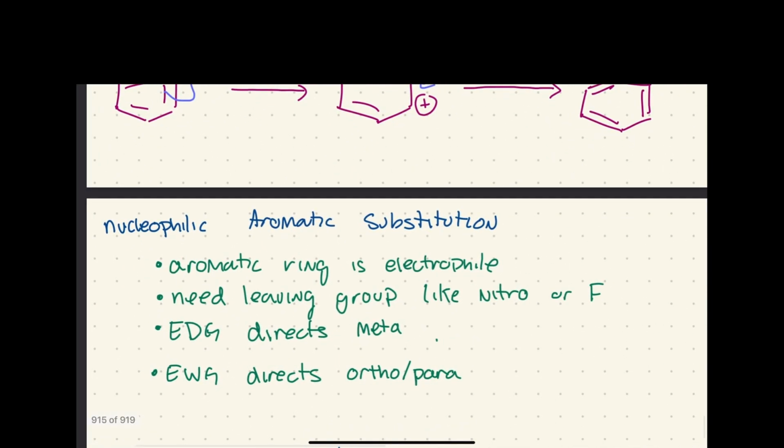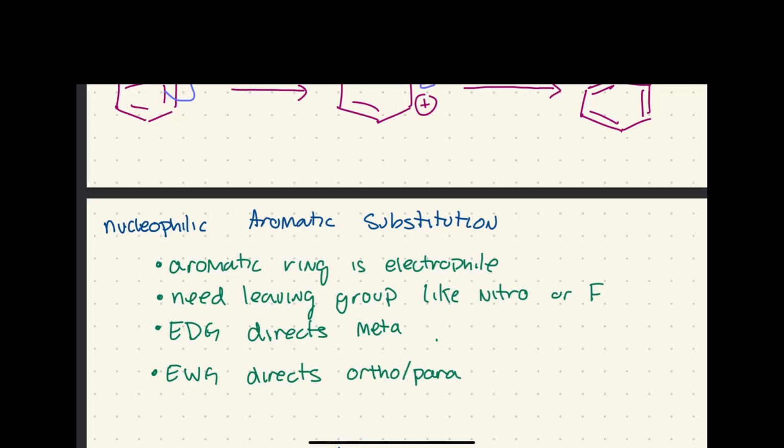This is nucleophilic aromatic substitution, and here the aromatic ring is the electrophile. We need a pretty deactivated ring in order to do this, and we need a good leaving group, like nitro or fluorine.